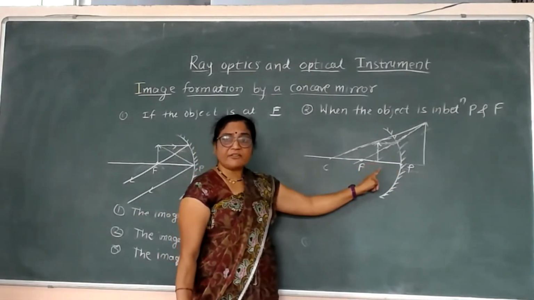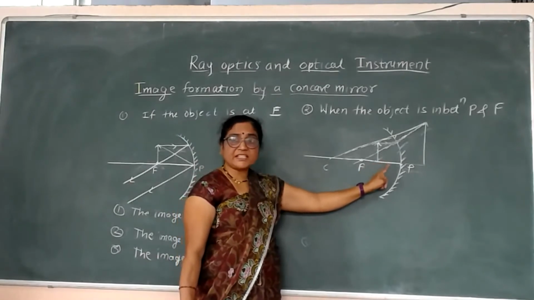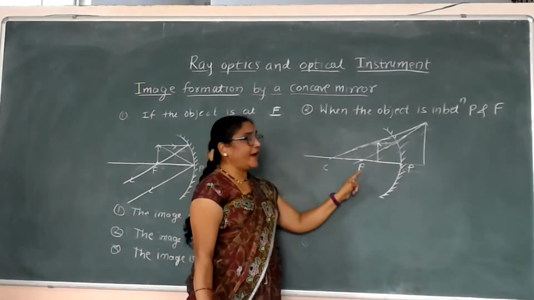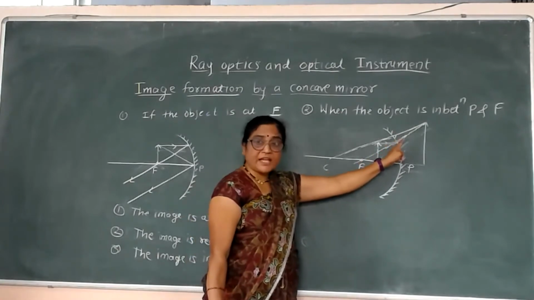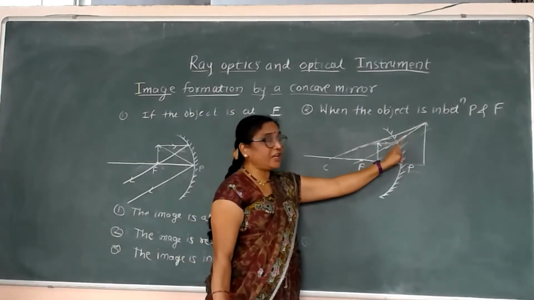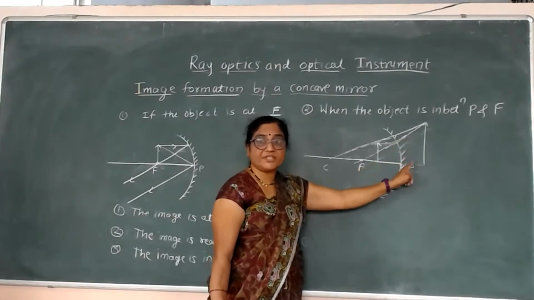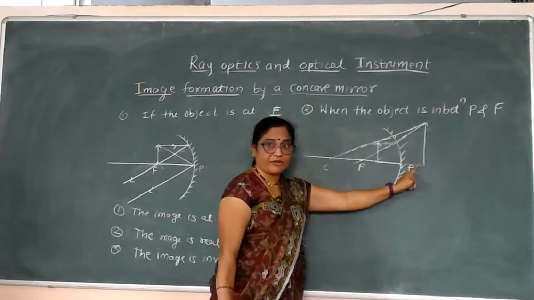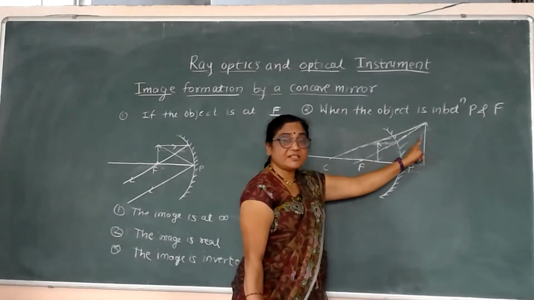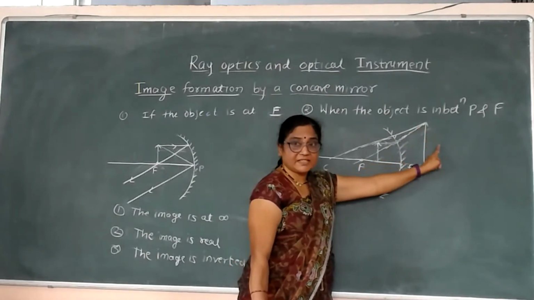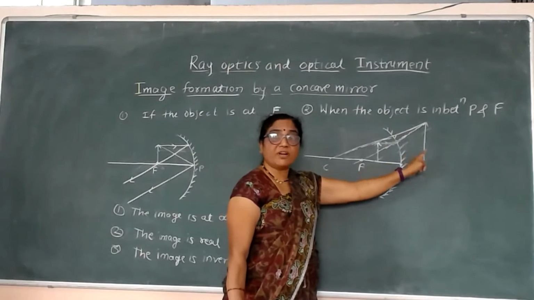When the extended object is situated in between pole and F, the rays are called diverging rays, and the image is found out due to the diverging rays. But see here, this image is due to the diverging rays, so this image is known as a virtual image.